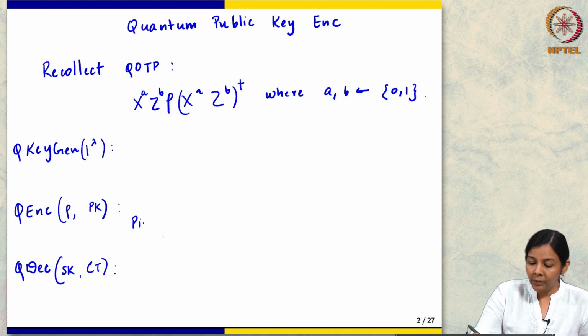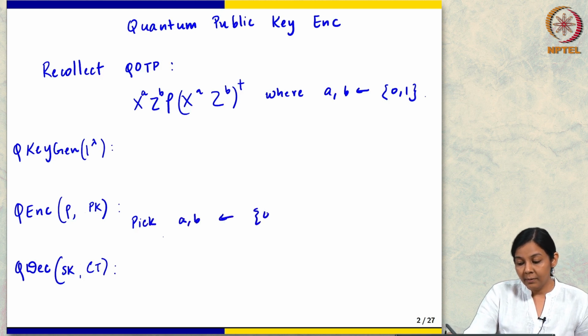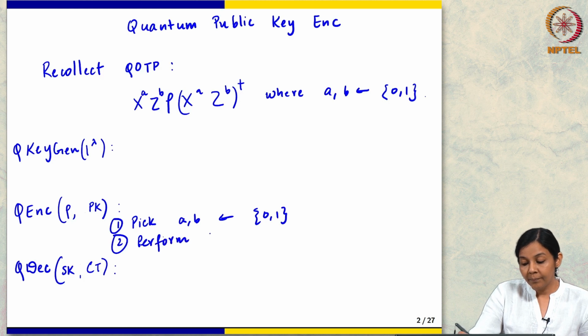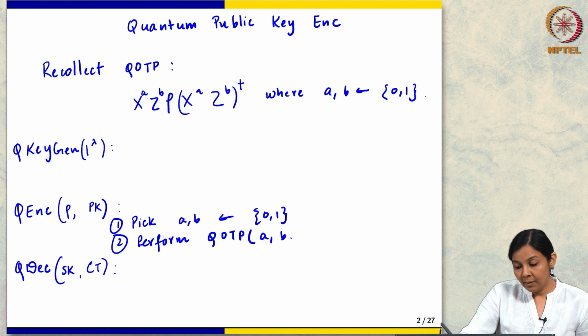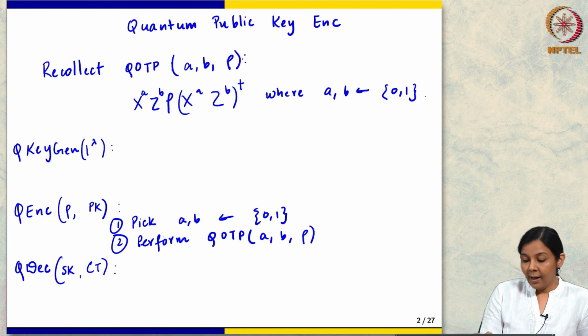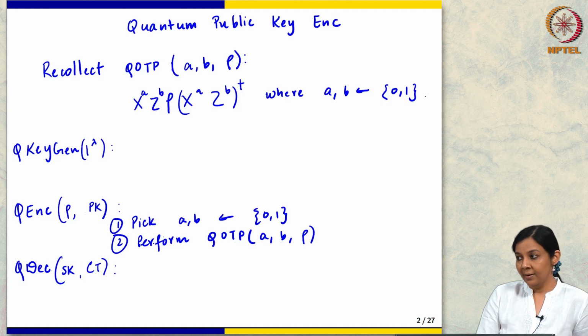I could pick A and B at random, and perform QOTP with A, B and rho. I will define this as QOTP A, B, rho. Okay, great. If I just do this much, is it enough?